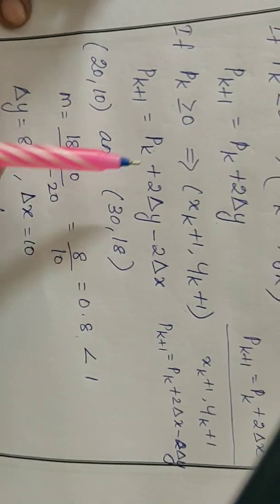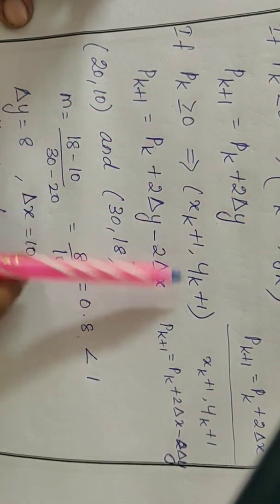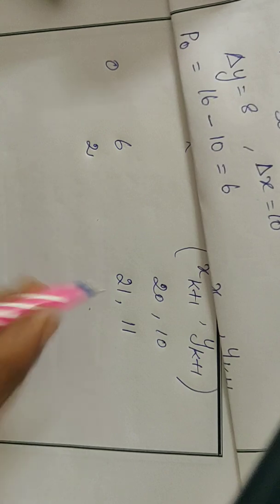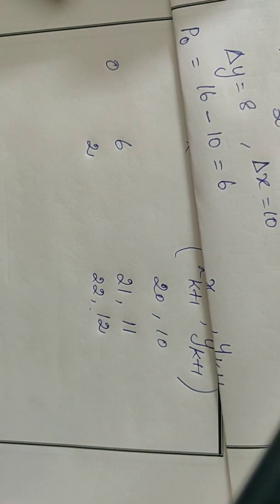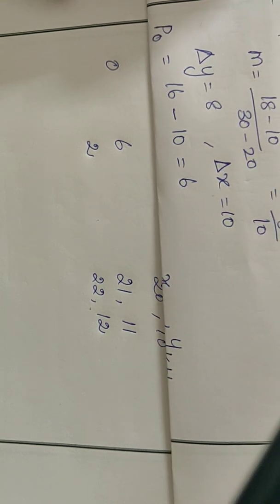Right. Now what is the next? Now what is my current pk? Current pk is 2. Greater than 0. So x and y value I have to increment both. So it becomes 22, 12. Now what is the next decision parameter?